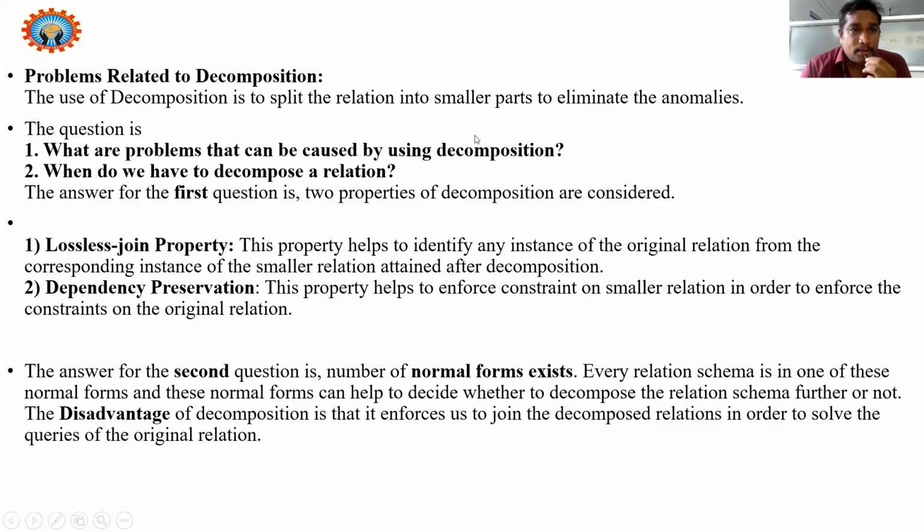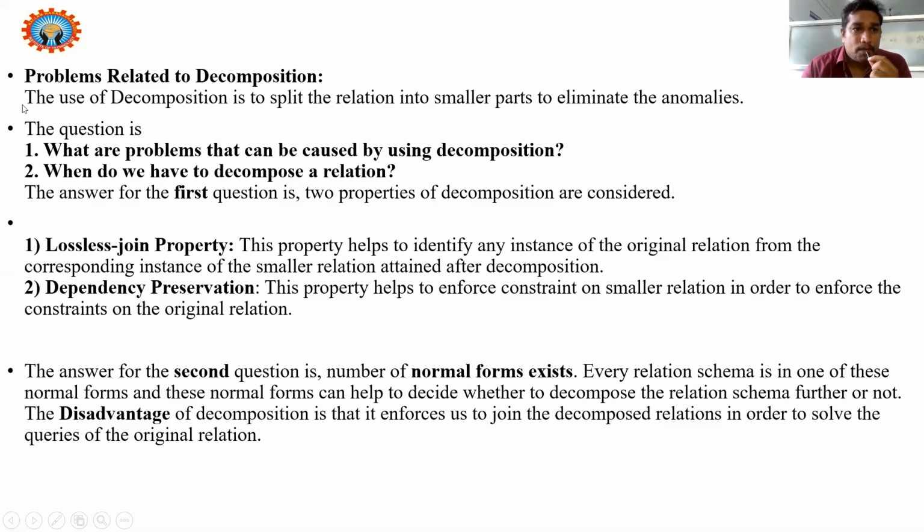Good morning, students. In the last class, we discussed what schema refinement means and how you divide a particular relation into subrelations. Now, in this session, we will discuss what the problems related to decomposition are.